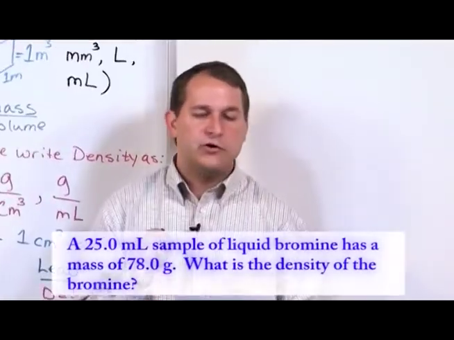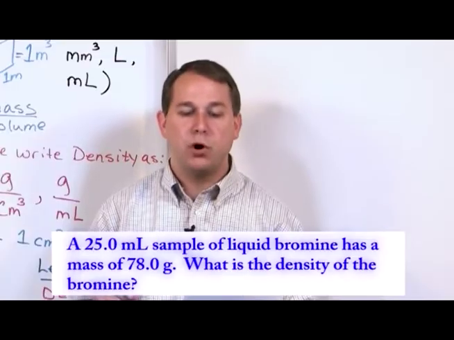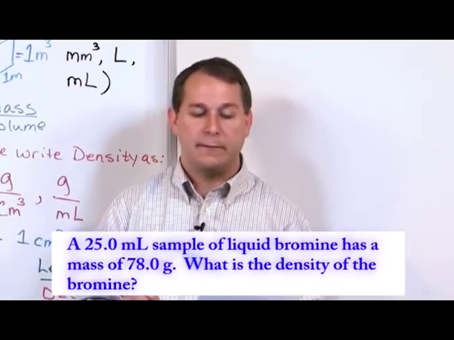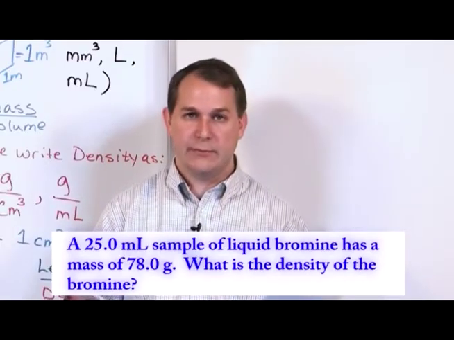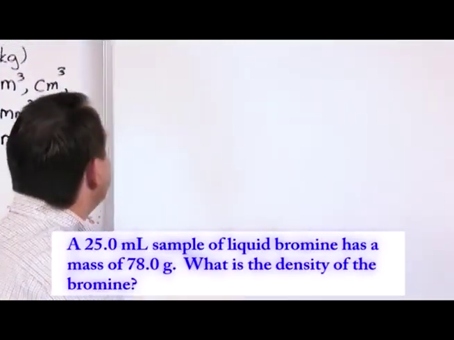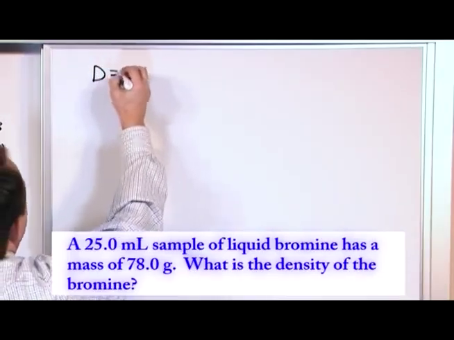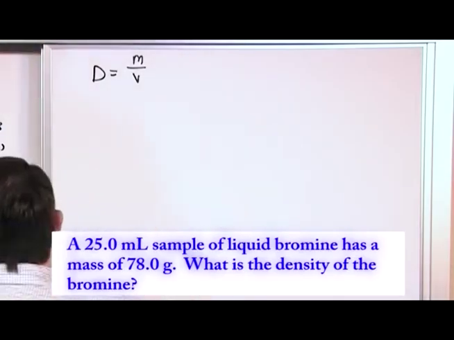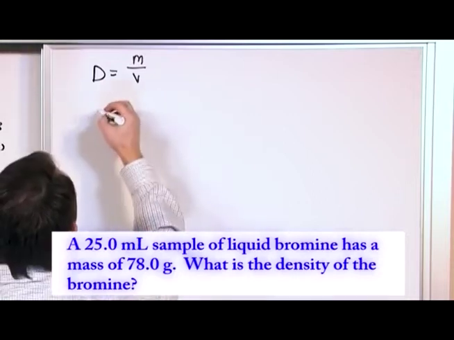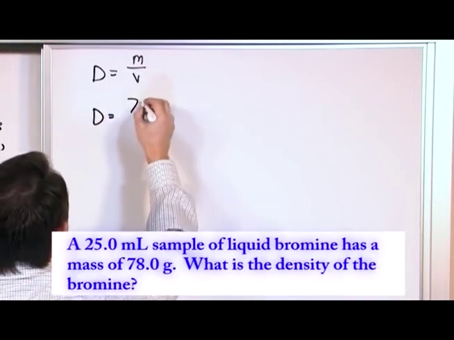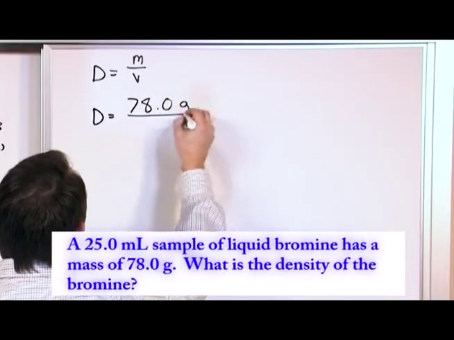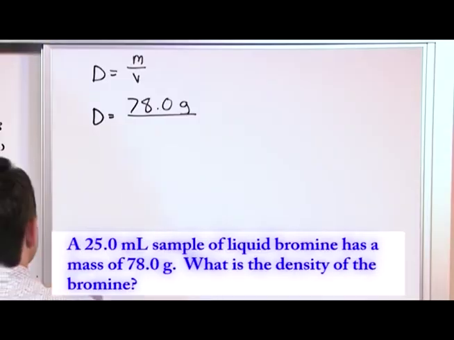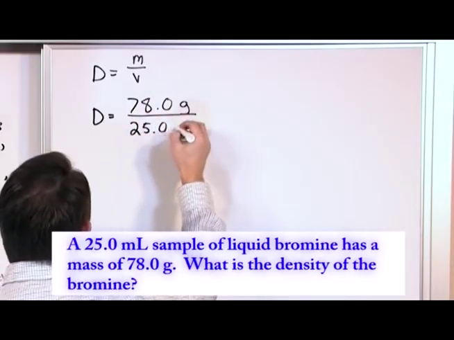First problem says a 25 milliliter sample of liquid bromine has a mass of 78 grams. What is the density of bromine? So what we need to do is realize that the density is equal to mass divided by volume. This is one of those equations that you just memorize, but hopefully after talking about it, you'll understand why it's equal to mass divided by volume. So in the problem, we know the mass of this sample of bromine is 78 grams, and we're dividing it by the volume. The volume was also given to us, 25 milliliters.